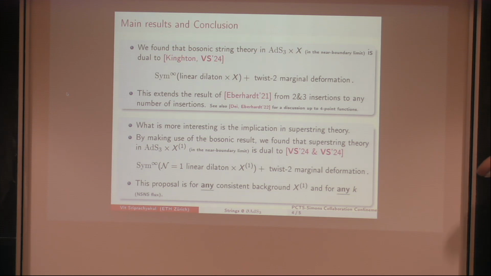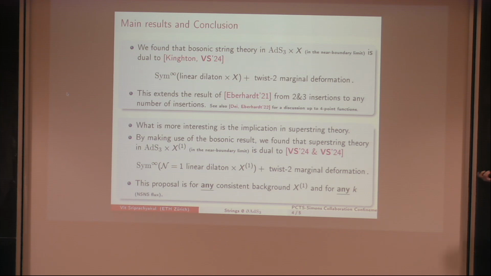Right. And so at this point, one could ask, what happens if we add supersymmetry to the game? It turns out that by building on the bosonic result, one can actually compute some 3 and 4 point functions in superstring theory. In this background, AdS3 times, again, some compact direction, where here I assume that the compact direction has at least N=1 supersymmetry.